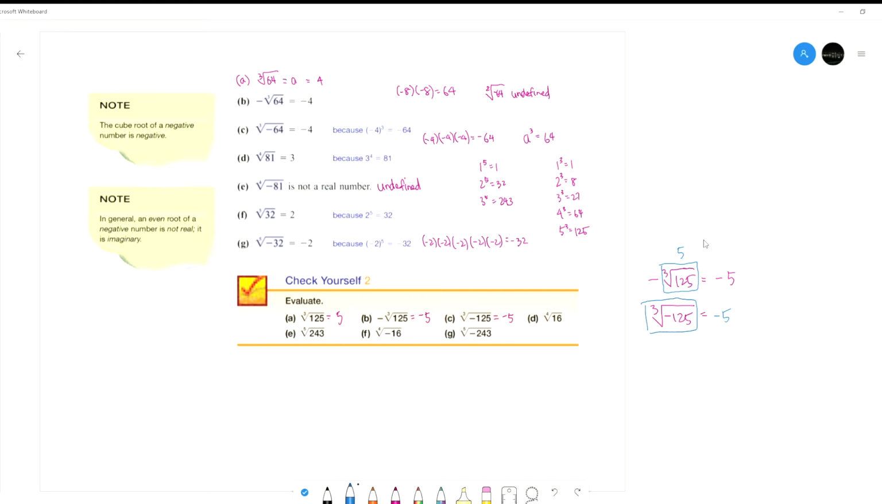Okay, so later on you're going to see problems like minus cube root of negative 125. So what does that mean? When I do this problem, I realize, okay, this is equal to negative 5. So in the end, I have minus a negative 5, which is positive 5. So we're going to be seeing stuff like that.